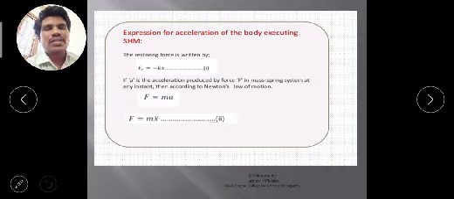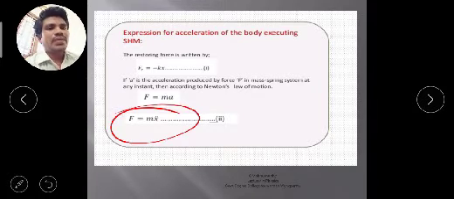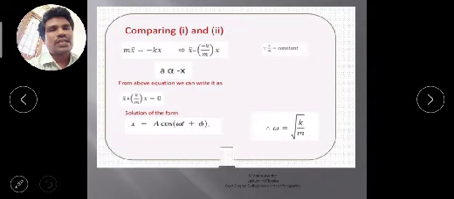Here x double dot is called the double differentiation of displacement. Therefore F is equal to m times x double dot. Here x double dot is equal to d²x/dt². Now substituting that equation, m x double dot is equal to minus kx, so x double dot is equal to minus k by m times x.